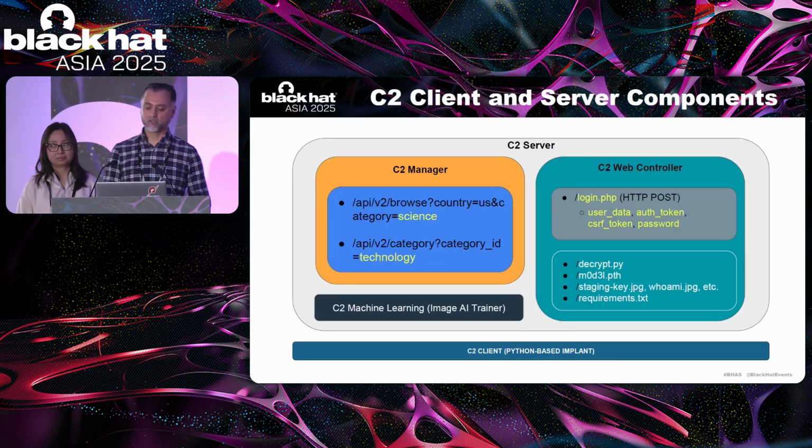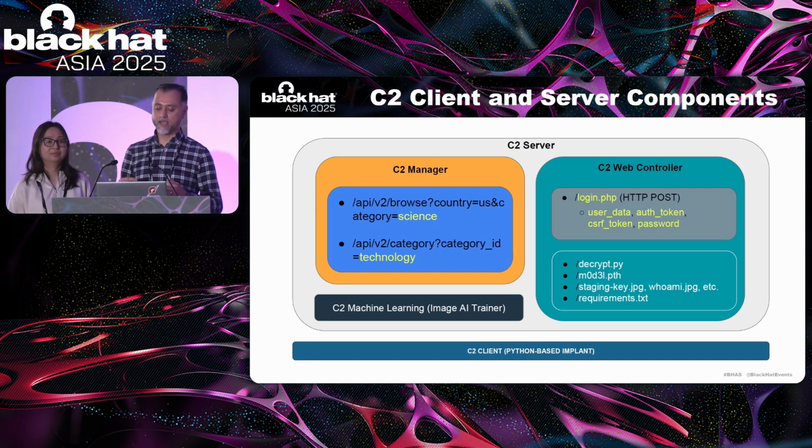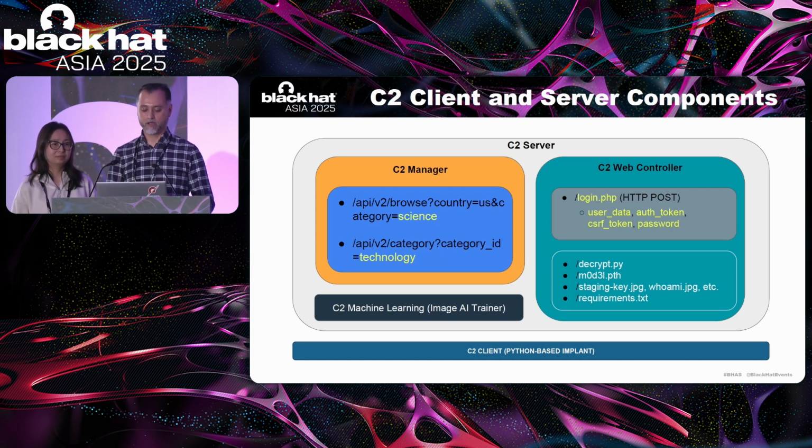So now we have the C2 client server component. We have the C2 manager, which is an API endpoint. The purpose of this is just handling the checking and also the beaconing that is being produced. On the right side, we have the C2 web controller, which is a PHP page that is pretty much controlling the information which is being exfiltrated by the C2 client.